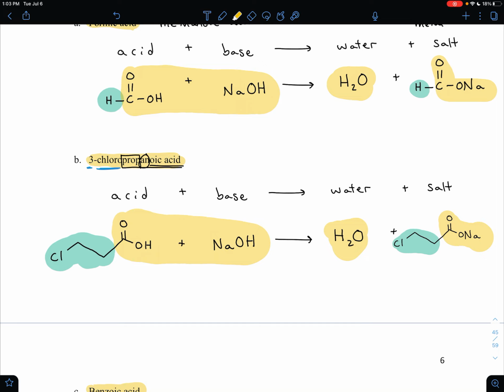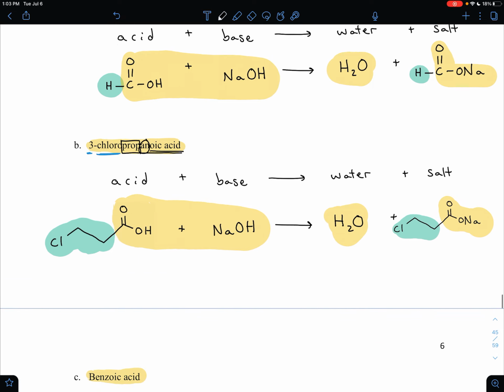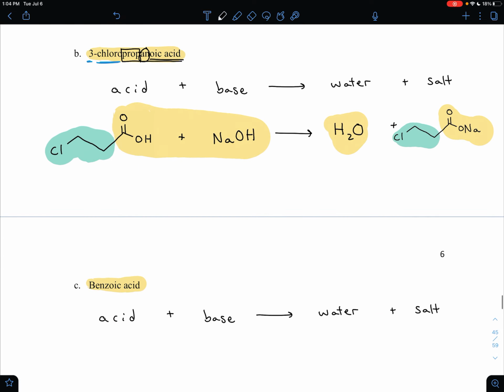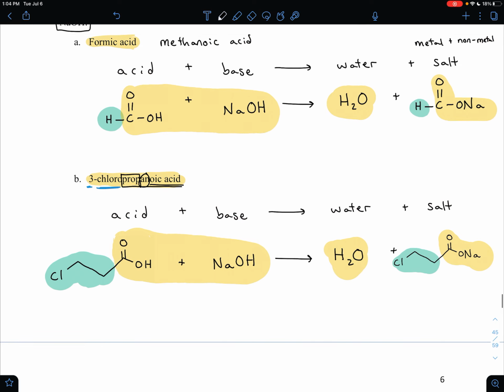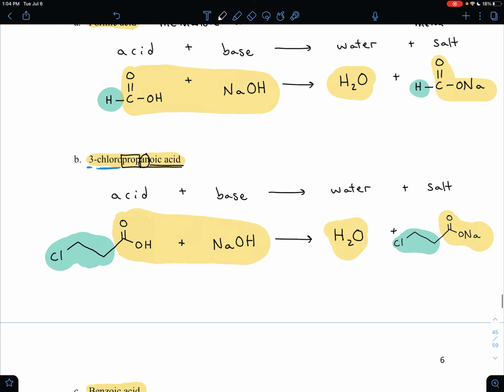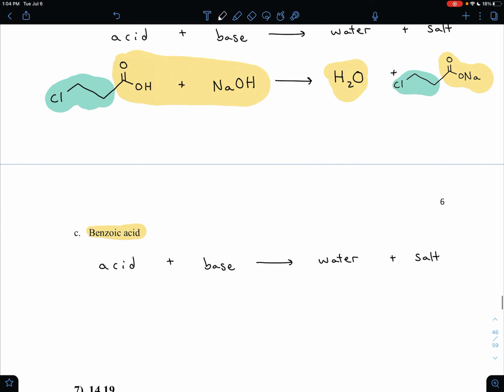Really, there's a pattern here. The only thing that's changing is the structure of the carboxylic acid. But how the functional group behaves, that's the same every time. And that's what a functional group is. It's a group of atoms that always behaves or functions in the same way, no matter what carbon chain it's on. So these carboxylic acids will always undergo these neutralization reactions in the presence of a base.